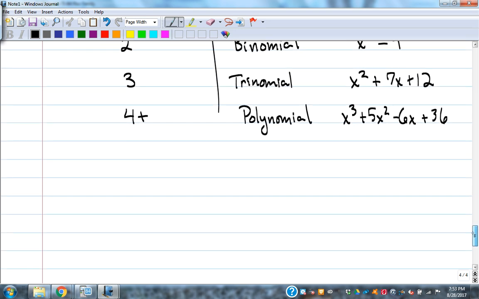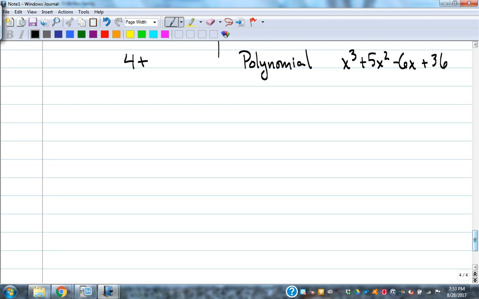So let's combine that with what we just did earlier with simplifying an expression, combining like terms. So we want to simplify and name the polynomial.